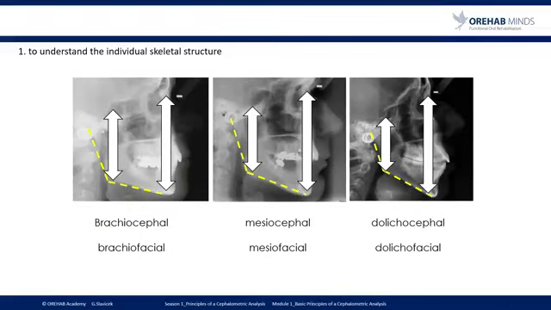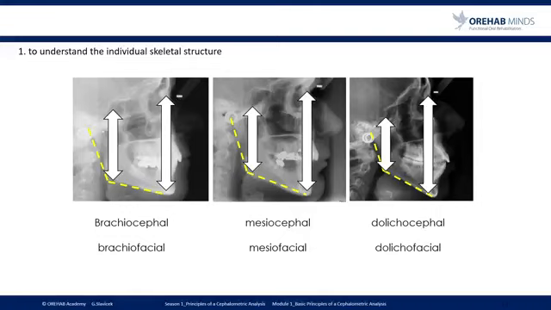Here are 3 examples: a typical brachiofacial, a typical mesiofacial and a typical dolichofacial growth pattern. The mesiocephalic or mesiofacial growth pattern is characterized by a lower posterior vertical dimension compared to a higher anterior vertical dimension, but they are in harmony.